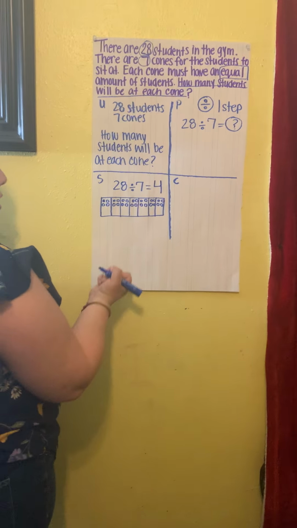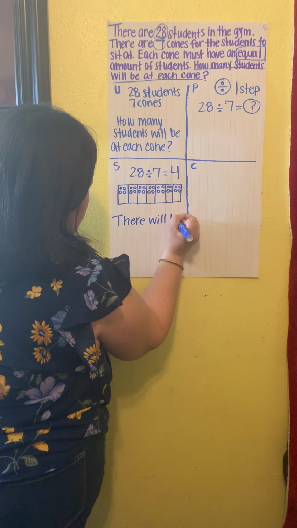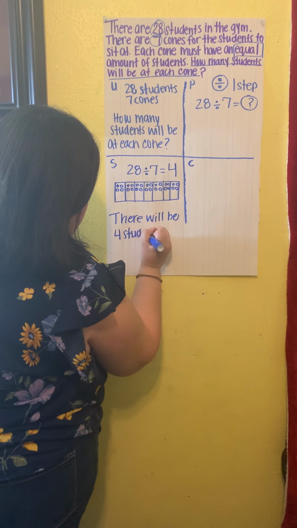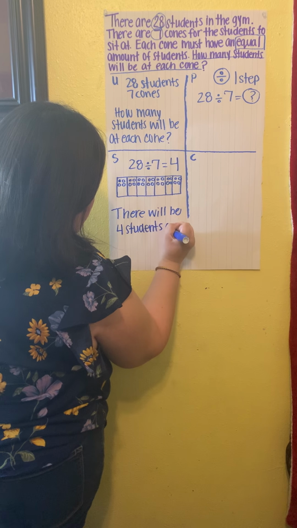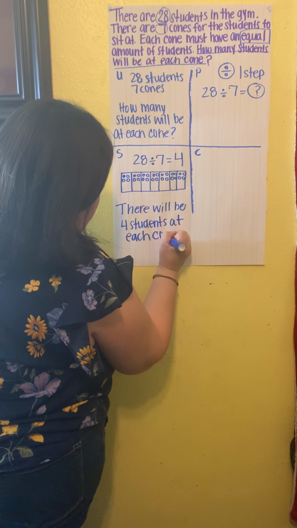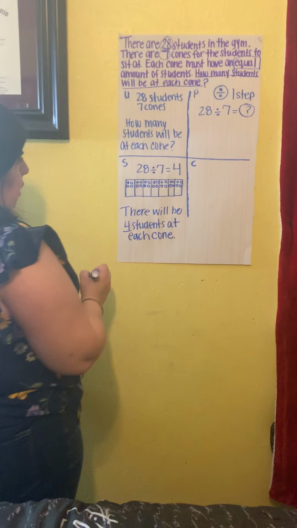You want to make sure that you write your statement. So the question asks how many students will be at each cone. There will be 4 students at each cone. You want to make sure that you are writing your statements, guys, because that proves to me that you know what you did and you know what the answer is.